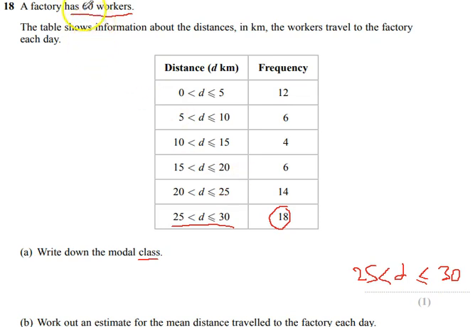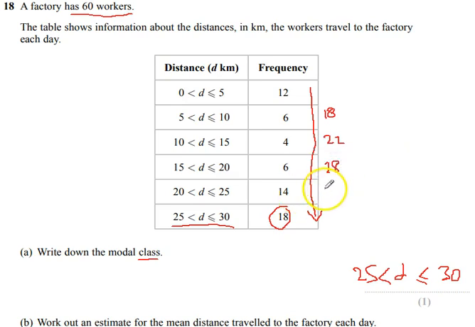So with 60 workers, halfway is 30. We just need to find the 30th person in order. So we just go down until we pass 30. So we get 12. We've not passed 30 yet. You add on the 6, that's 18. We've not passed 30 yet. Add on 4, we get 22. So again, we're not past that. Add on 6, 28. So we've still not got the 30th person.